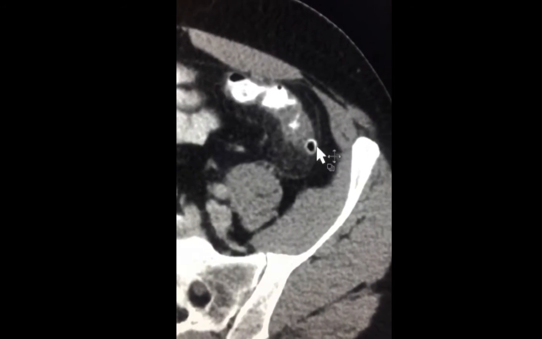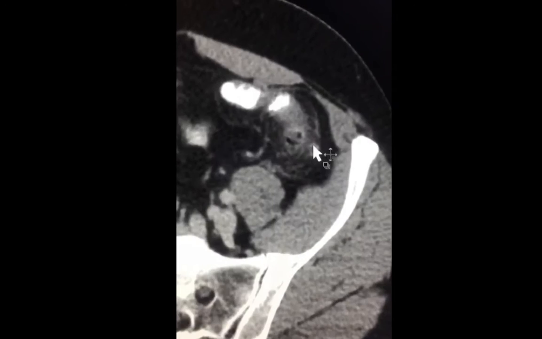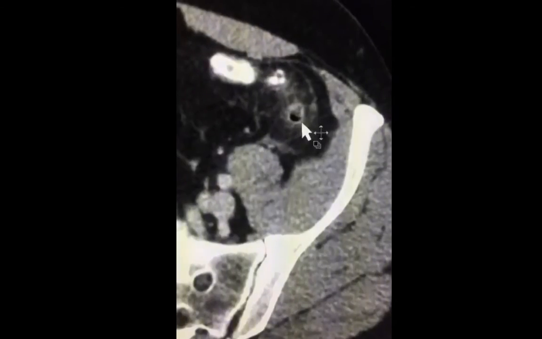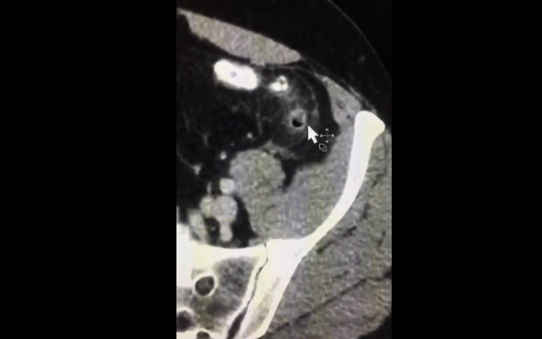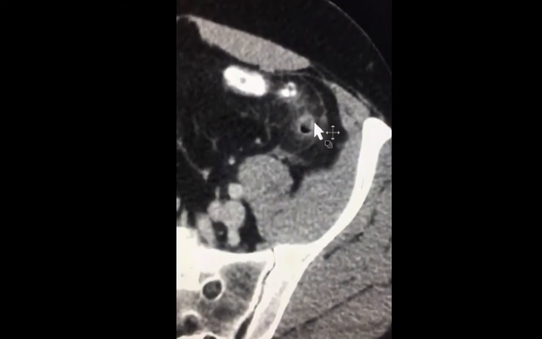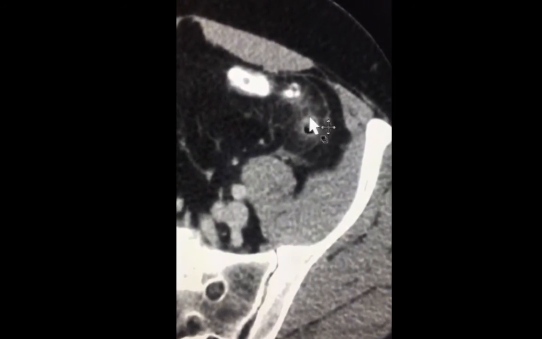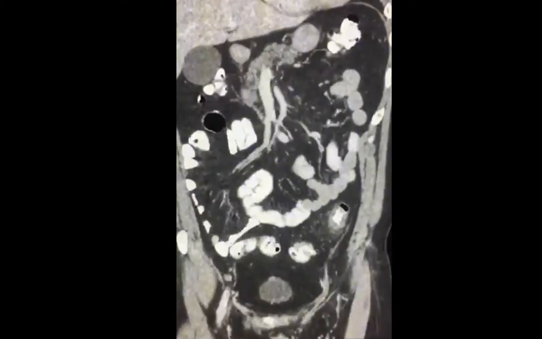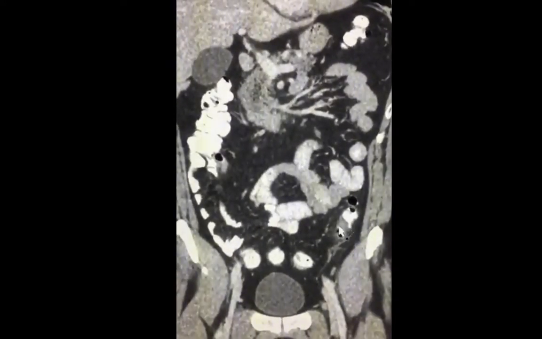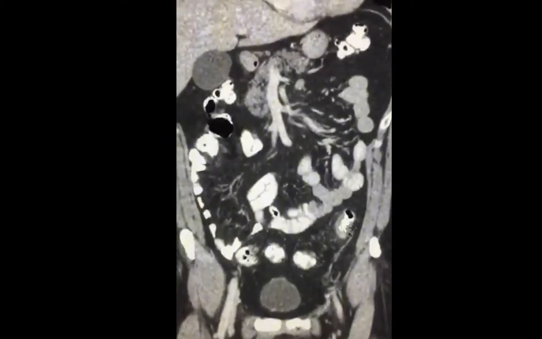Here's another diverticulum, and even a larger diverticulum adjacent to it. Note how most of the stranding surrounds this diverticulum, and the diverticulum has a rim of hyperdensity suggesting enhancement and inflammation. Here's a coronal image showing the diverticula involving the left-sided colon with an inflamed ill-defined diverticulum and thickening of the wall in that region.